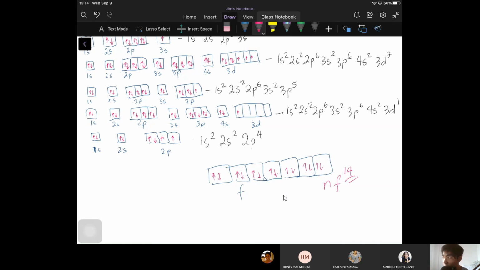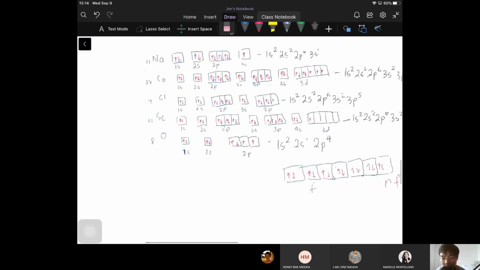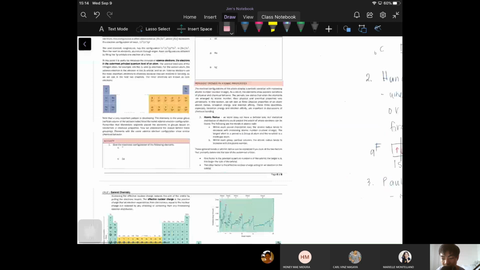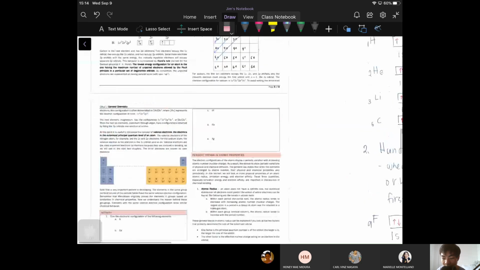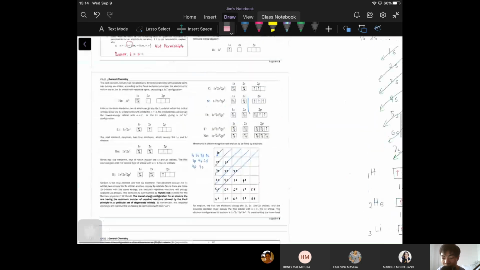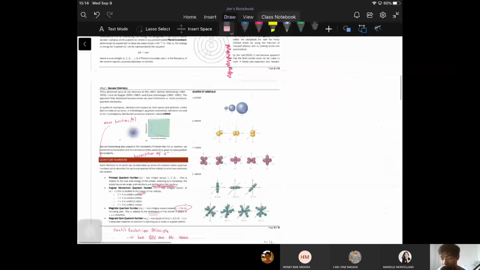No? So, ganun. So, ito 7 shapes. And each shape can hold 2 electrons. So, 14 electrons for the F orbital. Okay. So, yan. So, we're pretty much done with the first part. Ayan, so tapos na tayo with the electronic structure of an atom.